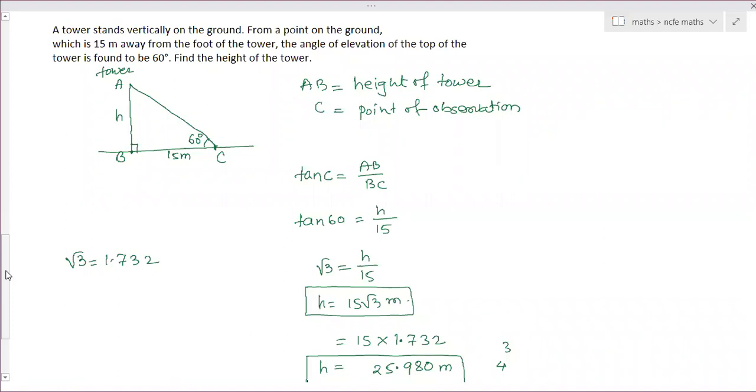NCERT questions: 12 questions of NCERT, revise carefully and properly. All those questions are repeated questions. 12 exercise questions and 2 example questions. These 14 questions of NCERT should be completely clear to you.